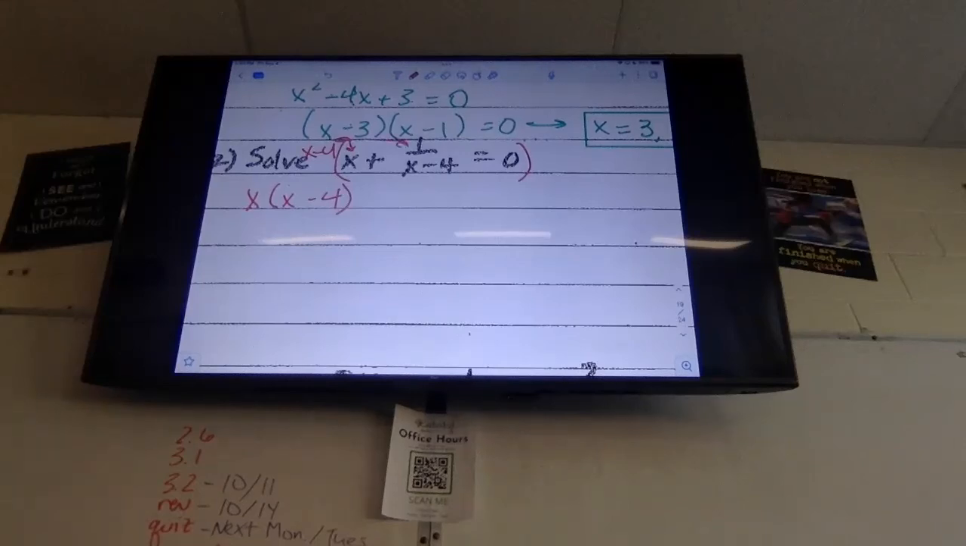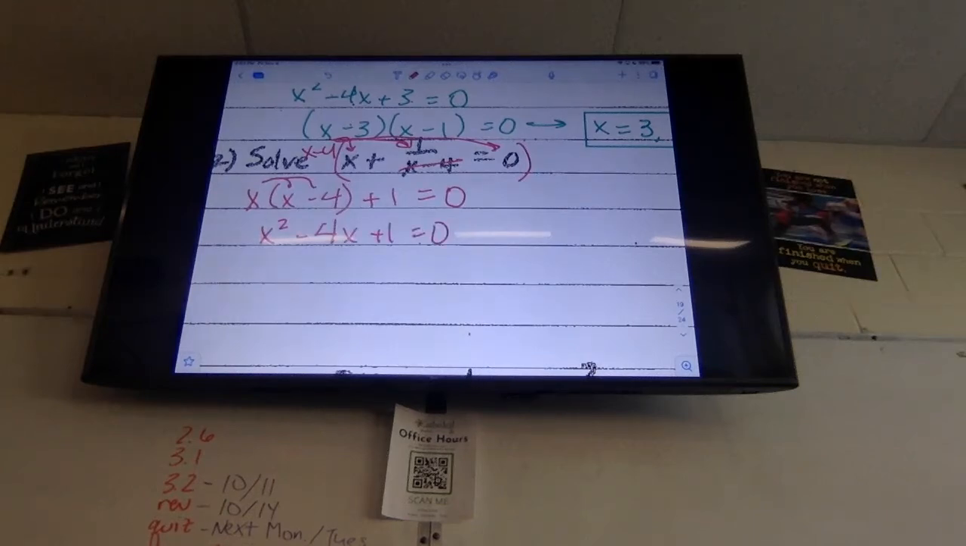Then when I do x minus 4 times 1 over x minus 4, the x minus 4's cancel, and I'm left with 1. And then x minus 4 times 0, well, anything times 0 is just 0. X times x minus 4 plus 1 equals 0. Distribute that x. X squared minus 4x plus 1 equals 0.